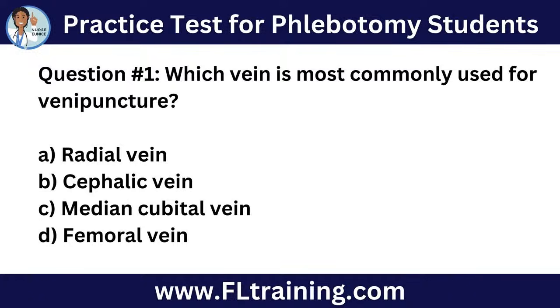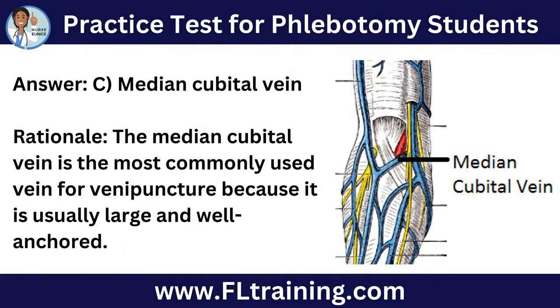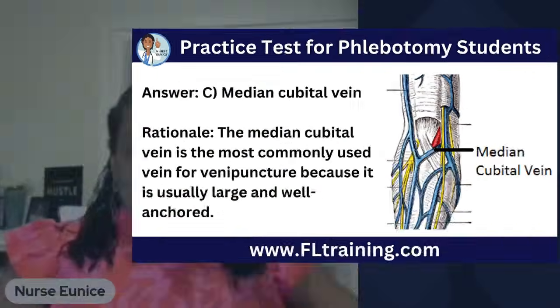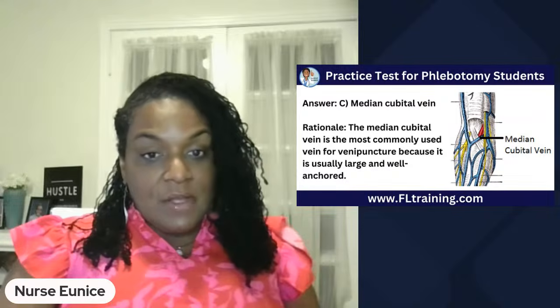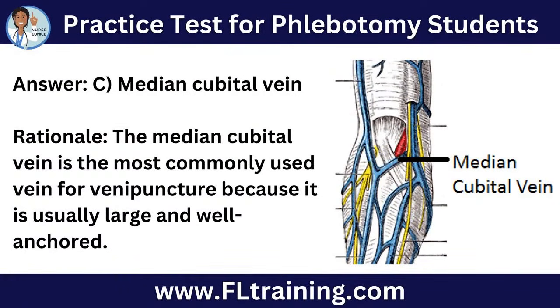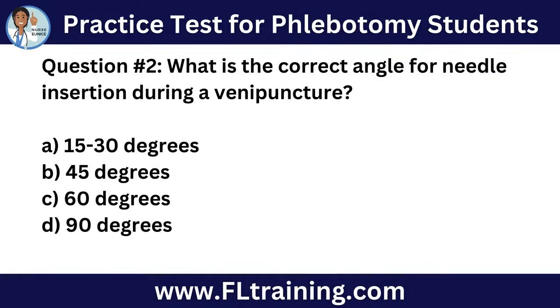And so if you chose C or median cubital vein, you are absolutely correct. So when you look in the antecubital area in the bend of your arm, you're going to sometimes see a large vein. Remember, veins are spongy. They don't pulsate. You always want to palpate before you attempt a venipuncture, and that's how you're going to make sure that you're hitting a vein, which does not pulsate, versus an artery. So the median cubital vein is the most commonly used vein for venipuncture because it's usually large and well anchored.